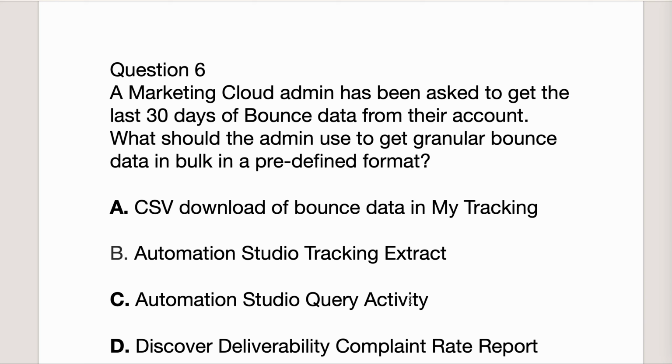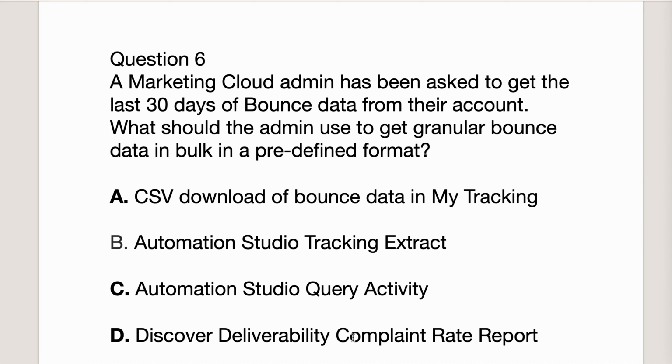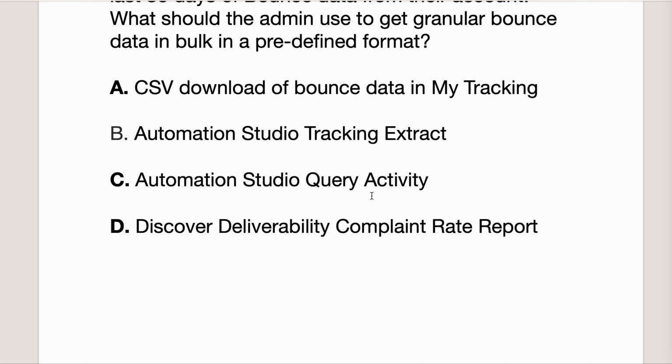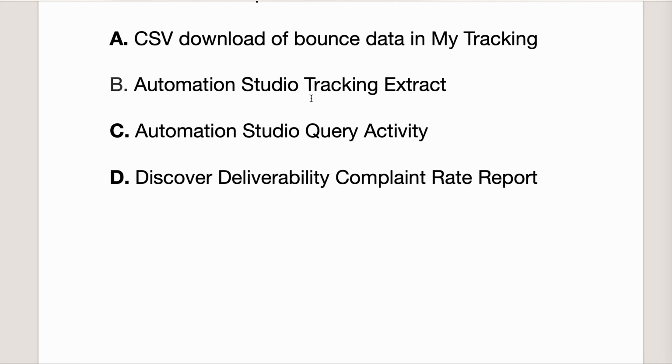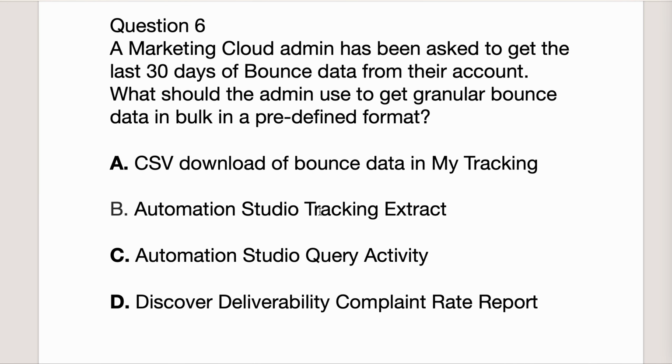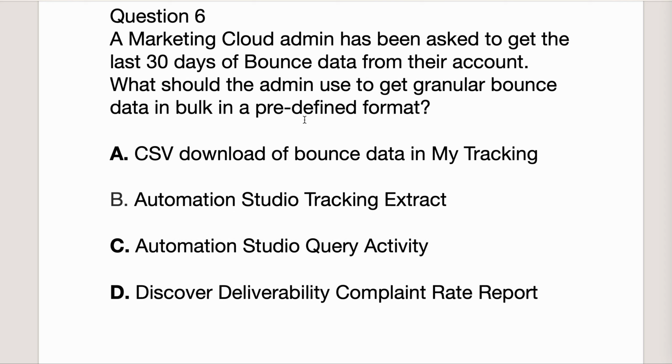Automation Studio queries will help you out because you have to do the bounce. Tracking will give you sent and clicks, but not the bounce. So you have to select the Automation Studio queries activity, and the Discover deliverability compliance rate report will not be applicable here. So the correct answer is C. Oh, sorry, B. Hold on one second. Sorry, Automation Studio tracking extract, my bad. Because you can put up bounce in a tracking extract as well. It's a tracking extract where you can put up a database extract. If you do only a query activity, then it will not give you the bounce ones.